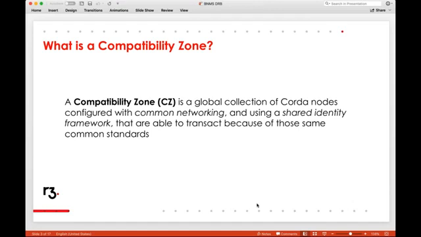So in my own words, what this actually means. The compatibility zone defines the set of minimal technical, identity and networking requirements for the nodes within this zone to be able to talk to each other. It's a very important thing that I'm not talking about transacting here. I'm talking just about the ability to establish the connection between each other and to send messages to each other without the transacting.